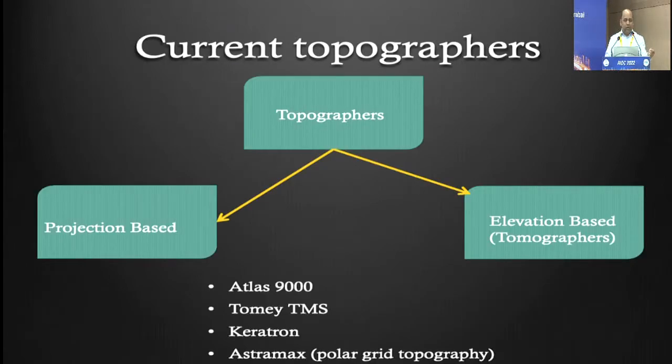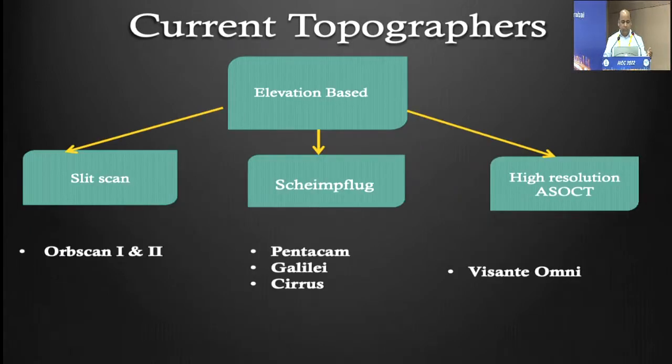Coming to the current generation of topographers, they can be Placido projection-based topographers or elevation-based topographers. Projection-based topographers are not used nowadays; everyone has shifted to elevation-based topographers. Again, elevation-based topography can be slit scan-based, Scheimpflug-based, or high-resolution ASOCT. In slit scan, OpScan 1 and 2 are there. In Scheimpflug, Pentacam, Galilei, or Cirrus. In high-resolution ASOCT, Visante and Omni are there.